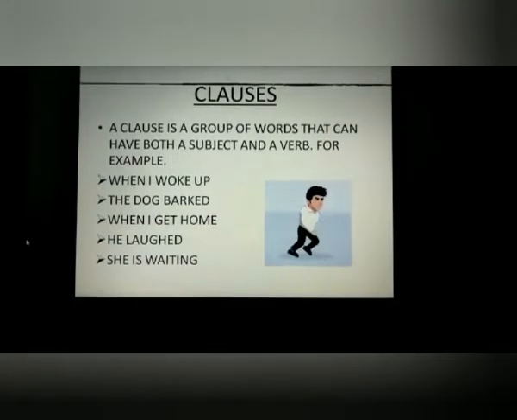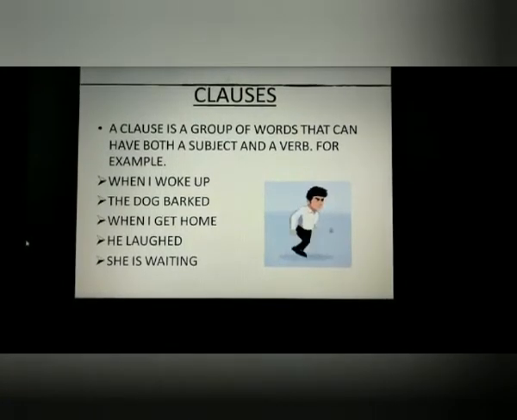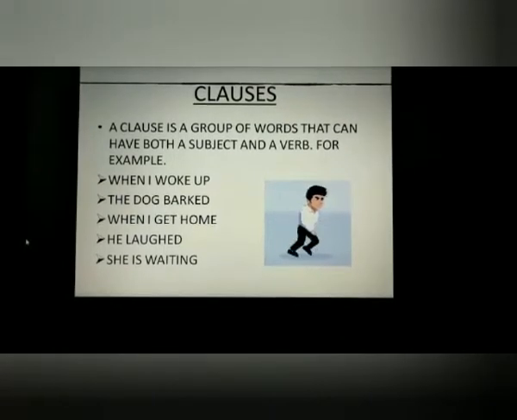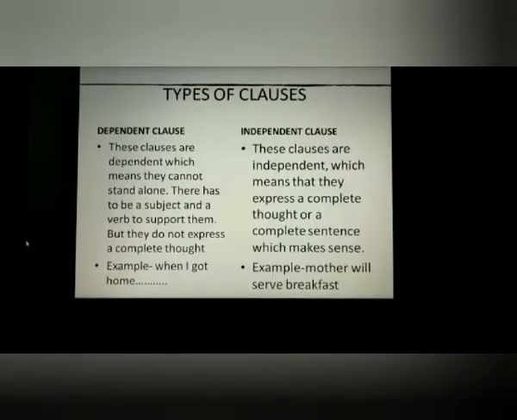What are clauses? A clause is a group of words that can have both a subject and a verb. For example, when I woke up, the dog barked. When I get home, he laughed. She is waiting. So, these are all complete sentences. Of course, you don't need to join anything. They can also make sense without joining.